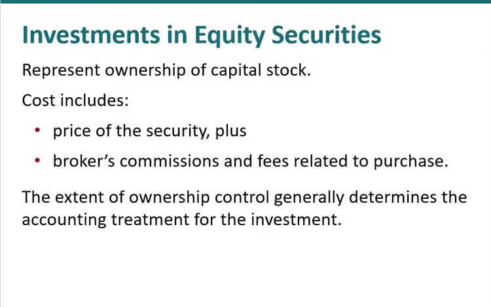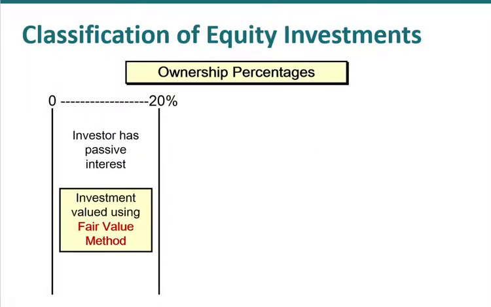The extent of our ownership stake generally determines the accounting treatment for our investment. If we own less than a 20% ownership stake in our investee, we're considered to have a passive interest. In other words, we don't have a lot of say in the operations of the corporation, and we'll account for the investment using the fair value method.